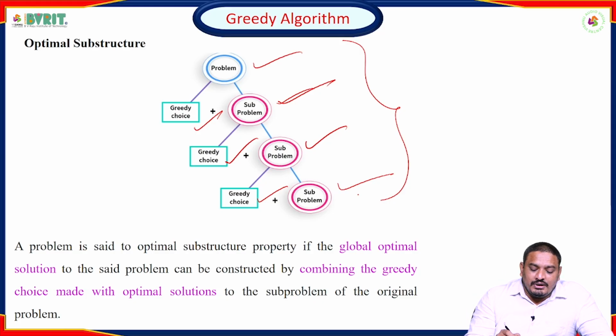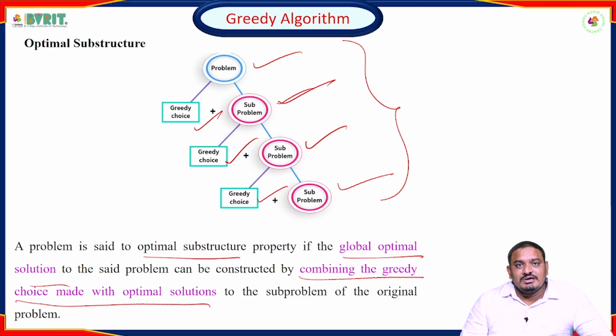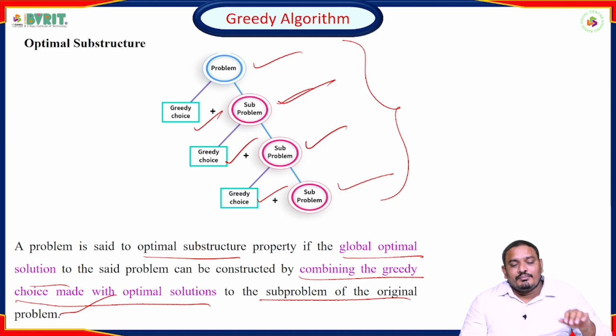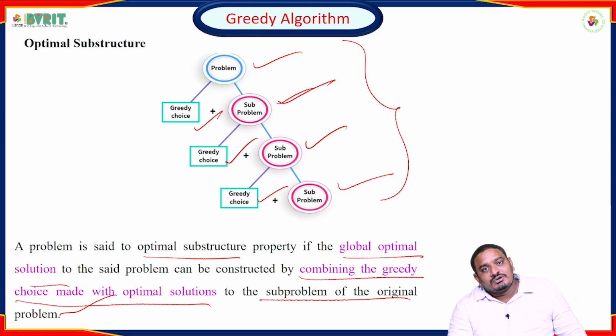A problem is said to have the optimal substructure property if the global optimal solution to the problem can be constructed by combining the greedy choices that are made with the optimal solutions to the subproblems of the original problem.